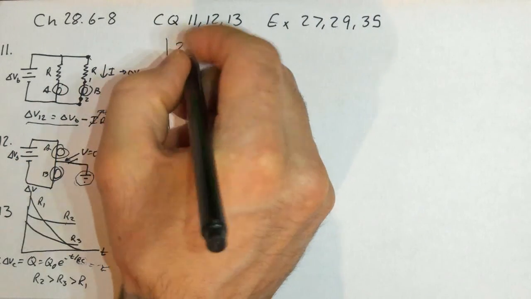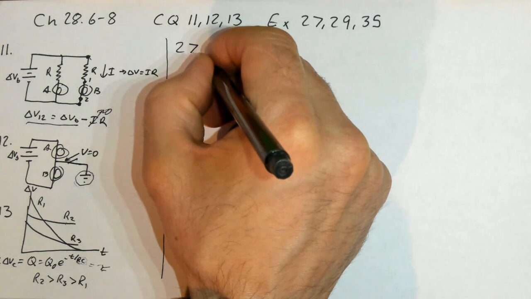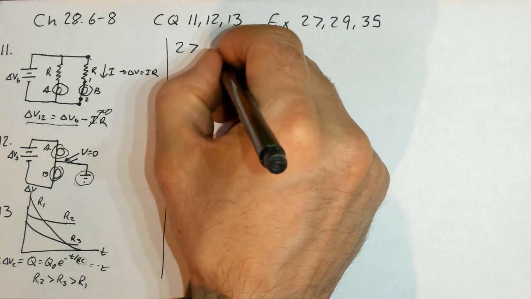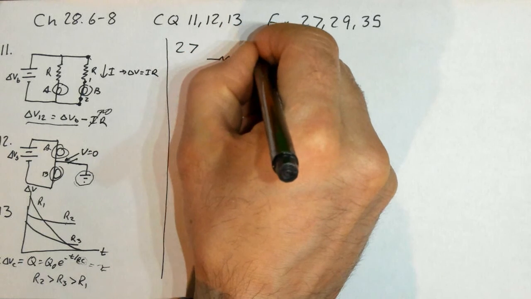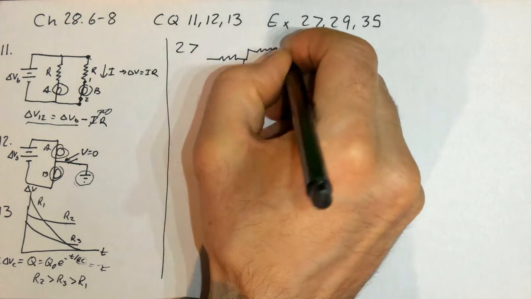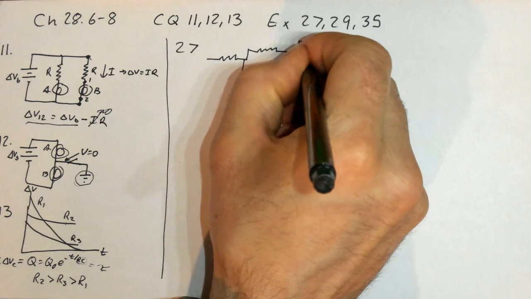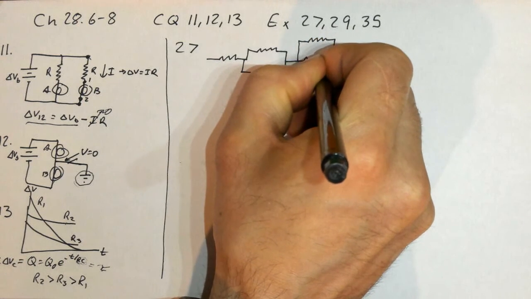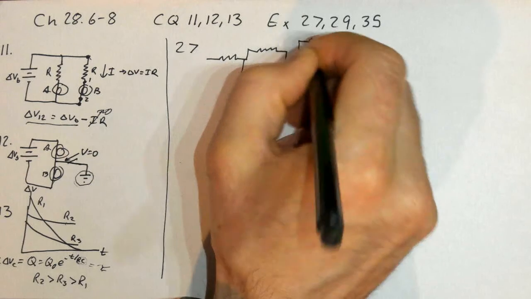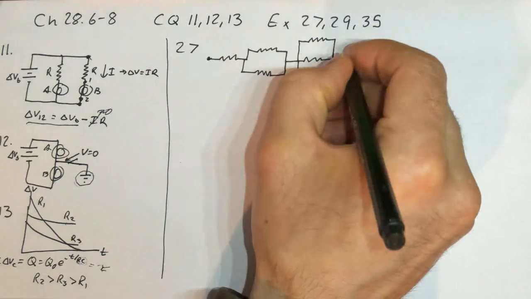27. Okay, this is practice with resistors in parallel and series. So we have identical resistors in this fairly complicated setup. Those are all identical resistors. We'll just say they each have a value of R. And the question is, what is the equivalent resistance between points A and B?